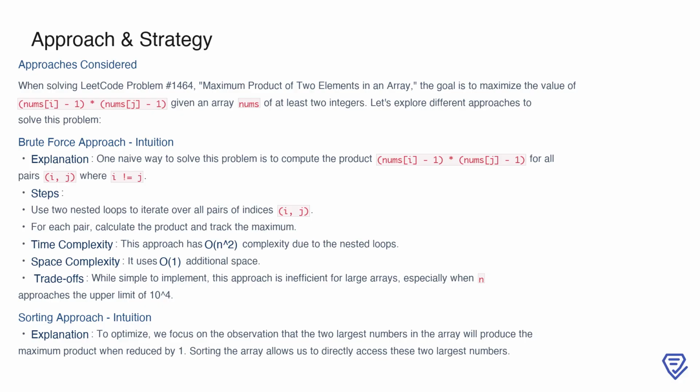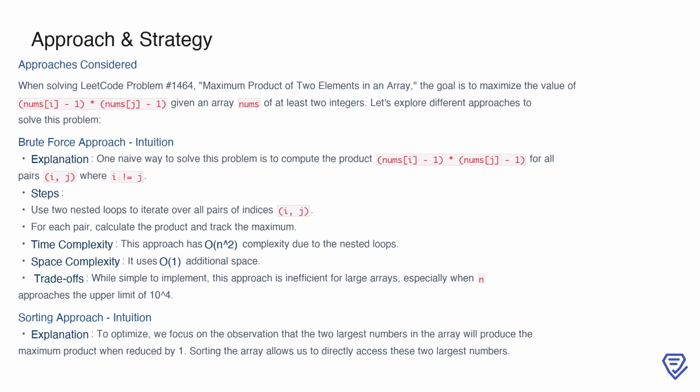The space complexity is 1, because no additional data structures are used. However, one major downside is that this approach becomes computationally expensive for larger arrays, especially when the size of the array gets close to the upper limit of 10,000.